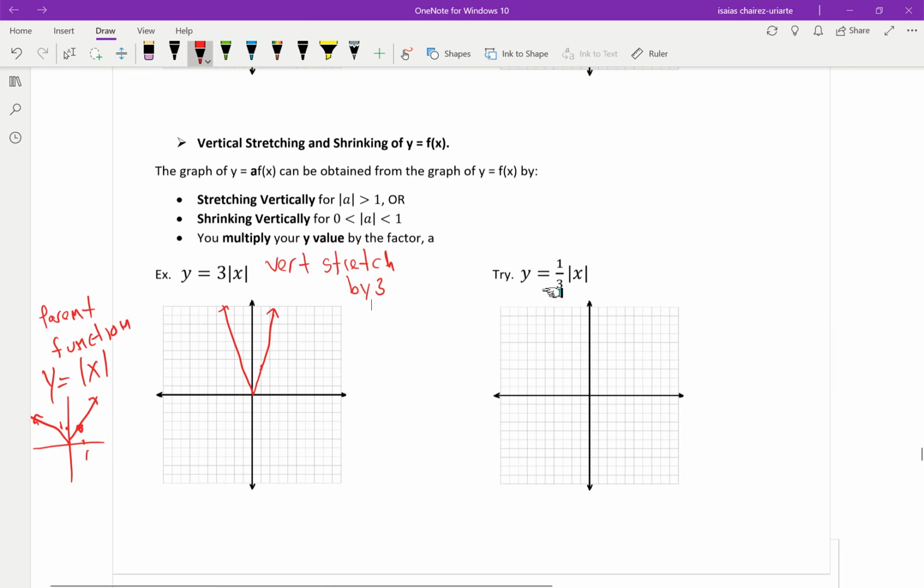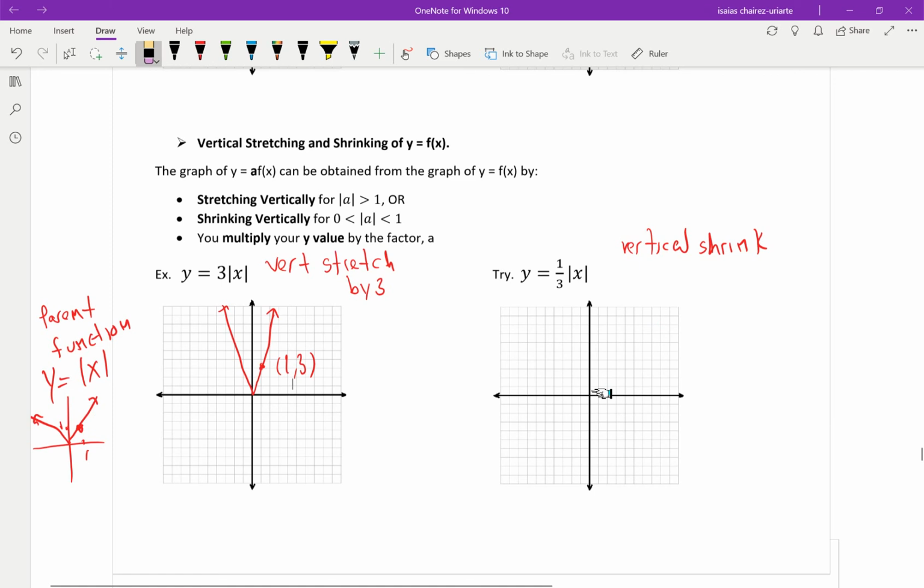Now the 1/3 right here, this is going to correspond to a vertical shrink. So now I have the point that has coordinates 1, 3. Now let me look at this vertical shrink here. Originally my parent function went through the point 1, 1. That was a point on the original parent function. This 3 right here made that point go to 1, 3. So that's a vertical stretch.